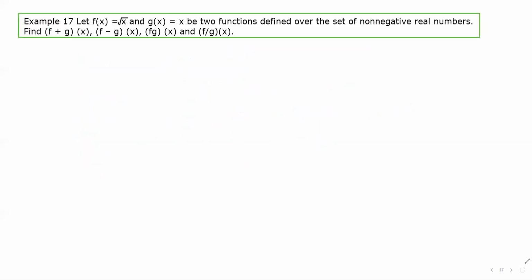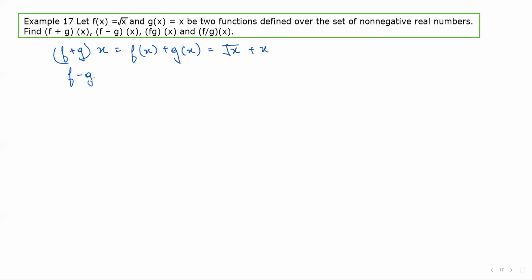Next, let f of x equals root x, g of x equals x be the two functions defined over the set of non-negative real numbers. Now, set of non-negative real numbers means x can never be a negative value. And then you have to find these values. So again, it's the same. f plus g of x will be equal to f of x plus g of x. This is equal to root x plus x.